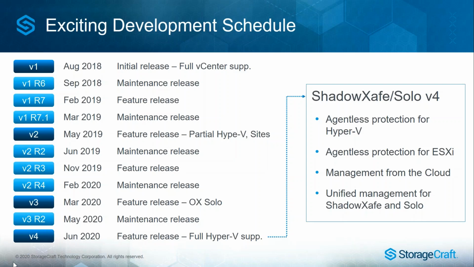And then coming out in another 3-4 weeks is version 4, where we will add full support for Hyper-V so that our customers can not only protect Hyper-V VMs through an agent, which you can do today, but also protect those environments without an agent, through host-based protection. And we're going to add ESXi as well. We know that helps us move down market, and that's something we're getting a lot of requests for. Management from the cloud, so one system for Shadow Safe from the cloud, is going to be available at that time, resulting in a unified management approach for Shadow Safe and Solo.